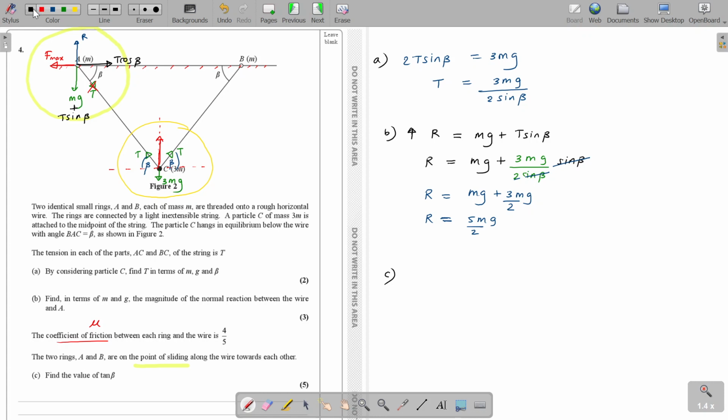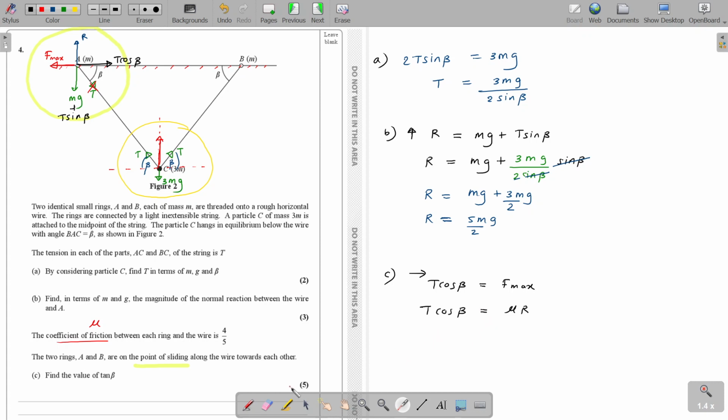So then for particle A, you can consider the horizontal equilibrium now. T cos beta must be equal to F max. Are you with me? So tension cos beta is equal, F max is mu R. So right now we found the tension value, we found the normal reaction, we know mu. Let's substitute everything and we should be able to find tan beta.